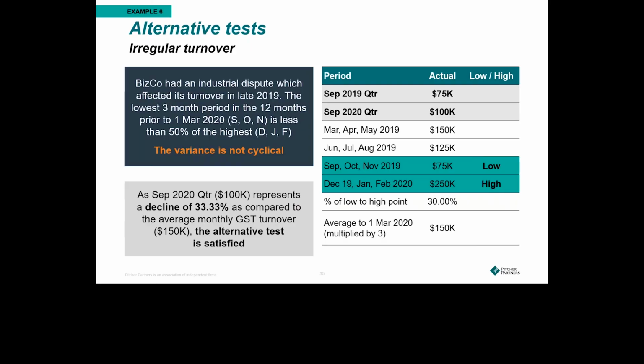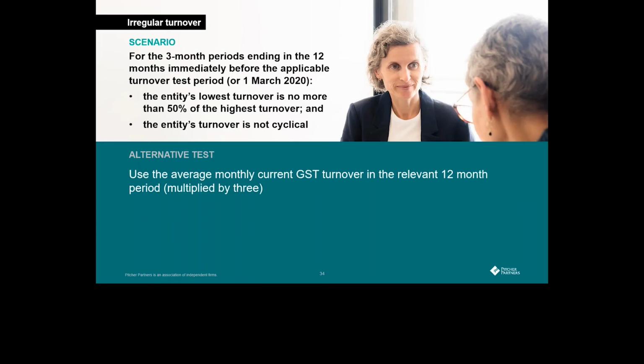So if we can get past this gateway, we're able to then smooth out the turnover over the 12 months immediately before our test period, or before 1 March if that's the way we got in. So what we do is take the average monthly turnover for those 12 months immediately before, multiply that by 3, and use that to compare to our September or December quarter for our decline as appropriate. Effectively we're just dividing that 12-month lot of turnover by 4, because we're dividing by 12 and multiplying by 3. We're basically calling it an average quarter if it was smoothed out.